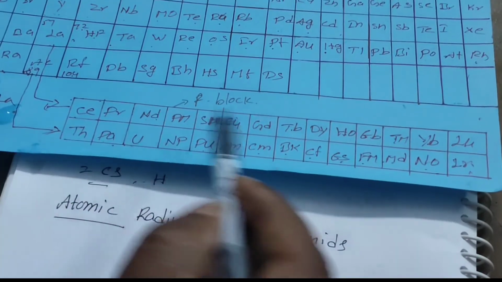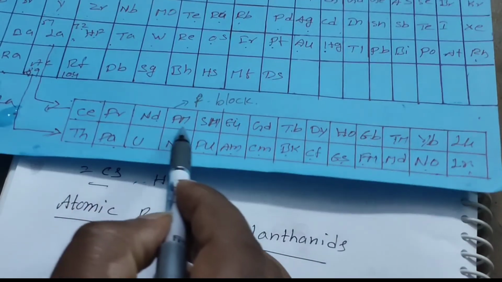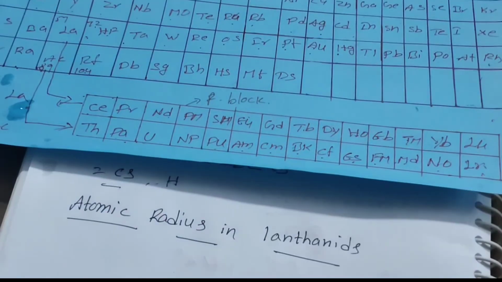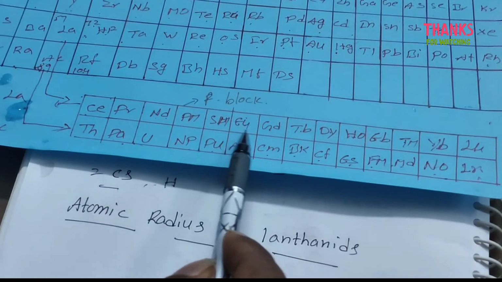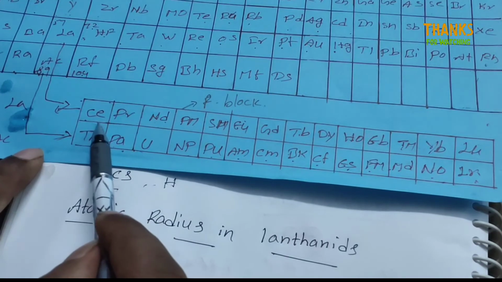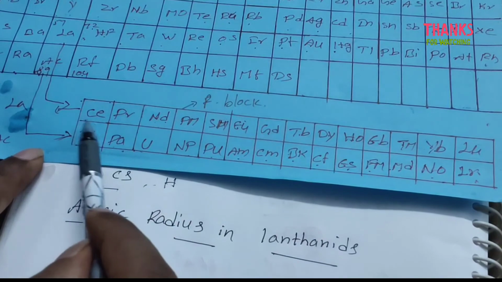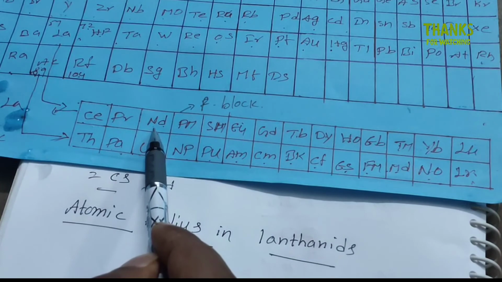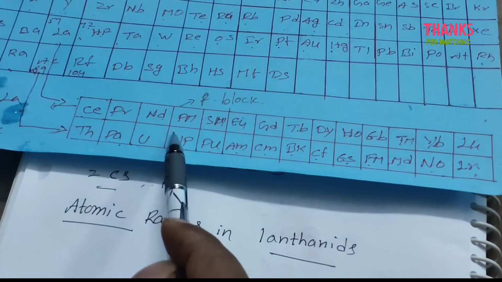In the lanthanides, from left to right, the atomic size gradually decreases. The reason is that in the f orbitals, the effective nuclear charge gradually increases from left to right. So the atomic number increases, but the size of the atom decreases, and this phenomenon is called the lanthanide contraction. So in the lanthanides, the atomic radius gradually decreases from left to right.